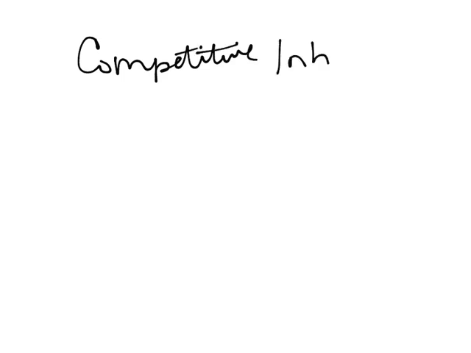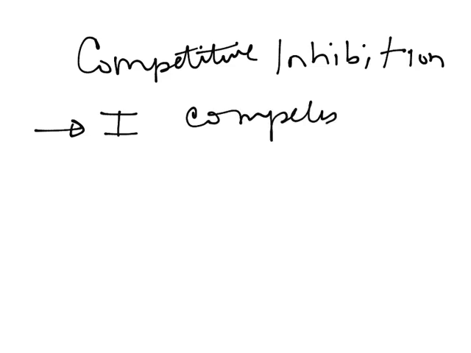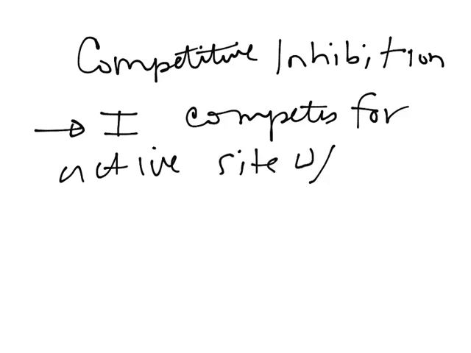Okay, in this lecture video, we're going to talk about competitive inhibitors. So, competitive inhibition of enzyme activity. In this case, we're talking about a molecule or an inhibitor, I, that competes for binding to the active site with the enzyme's natural substrate. So it's trying to bind to that enzyme first.